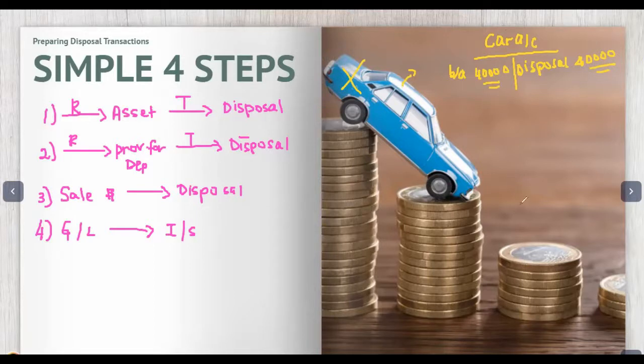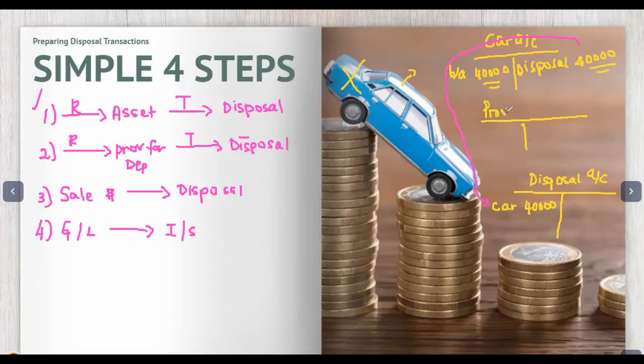Now let's look at how the disposal account looks like. Now in the disposal account, since this is credited, we will debit here 40,000 and we got this from your car account. So we have transferred this amount to disposal. The first step is done. Now the second step would be to record the provision.